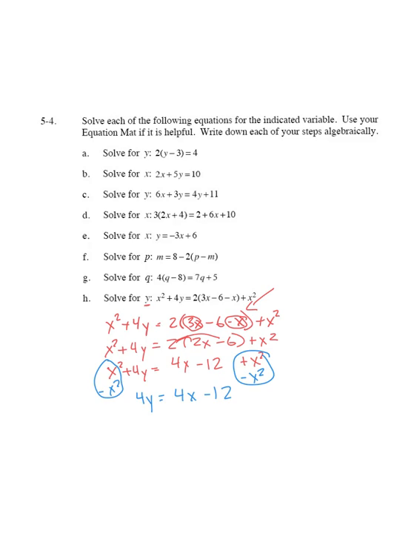I'm really close to being done, except I'm supposed to solve for y and not for 4y. So my last step is to divide by 4, so I'm just left with y. If I divide this side of the equation by 4, I have to divide this side of the equation by 4. And that'll leave me with x minus 3. And that is my solution.